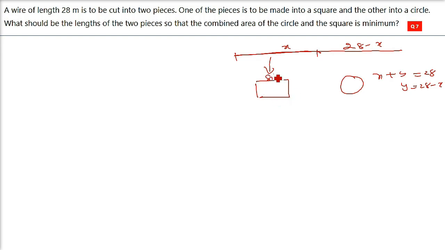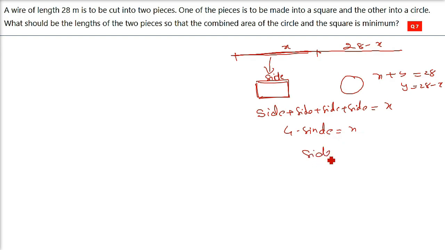And what is the side of the square? Because a square has all equal sides, when we add the four sides, you are going to get x. That is, the perimeter of this square is equivalent to x: side plus side plus side plus side. So 4 into side is equal to x, because this x will be made into a square. That means the side is equal to x by 4. We are not interested in any other thing; we are interested in anything pertaining to x, which we have imagined or guessed.